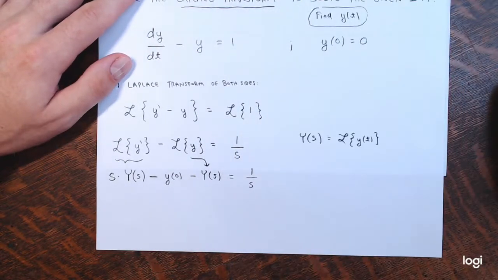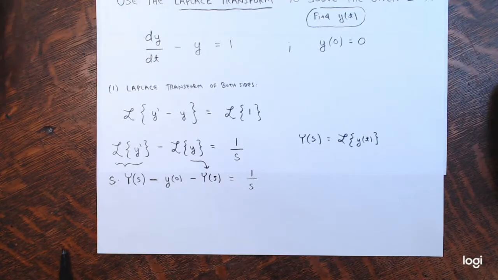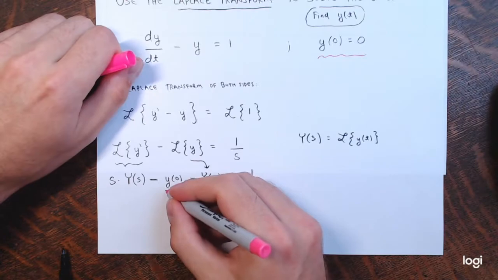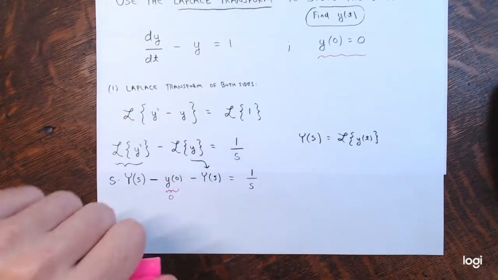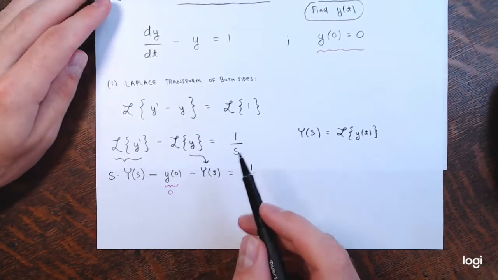Okay. Now, as the initial conditions come into play, we know that y of 0 is 0, so this is 0. Y of 0 is 0, no need to write it. So now I've done the Laplace transform of both sides.